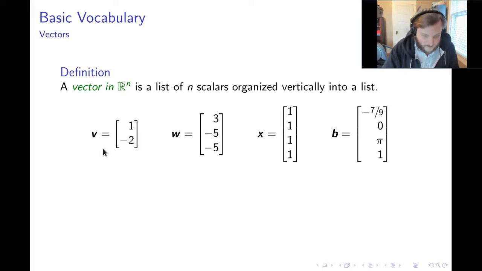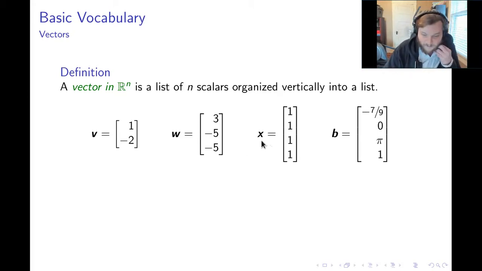Let's look at our first example. Here we're using the bold notation to talk about vectors. By definition, a vector in Rn is a list of n scalars organized vertically into a list. This vector v here is a list of 2 scalars organized vertically into a list, and for this course, we'll bracket this vertical list with brackets. The second example here is a vector w. This is a list of 3 scalars, 3, -5, -5, organized into a vertical list and then bracketed off.